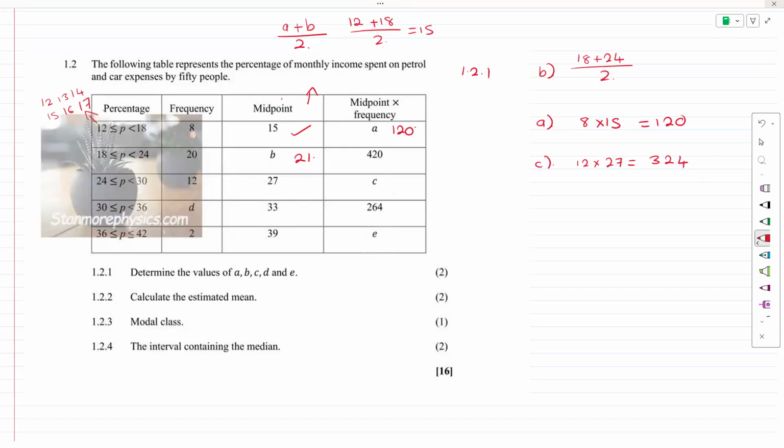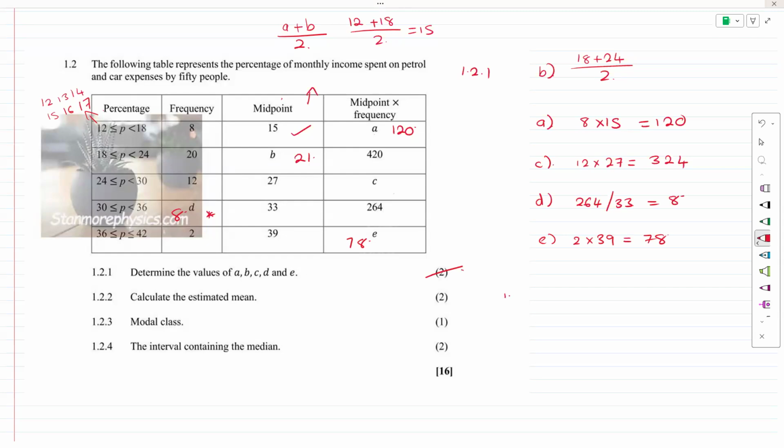Let's take the next one. Now this one is just working backwards. If we need frequency for D, we can take 264 divided by 33, and that's equal to 8. So frequency is 8. And the last one is 2 times 39, which is 78. That's all there is to this question.